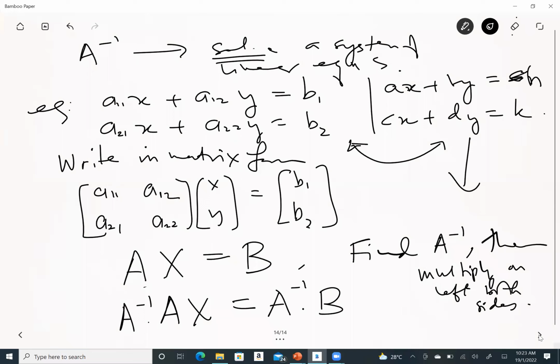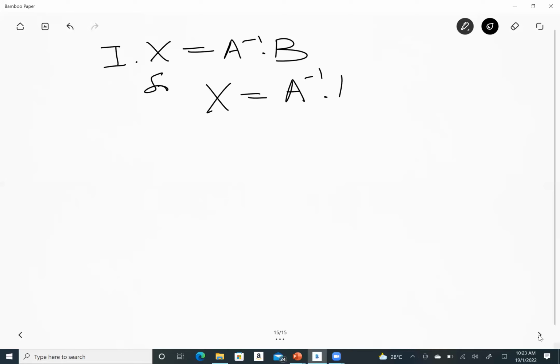Okay, so what you do next is that you know that if you multiply A inverse with A, what do I get? I get I. So A inverse times A is equal to I times X, equal to A inverse times B. So I times X will be just X. So X is equal to what? Inverse of A times B.